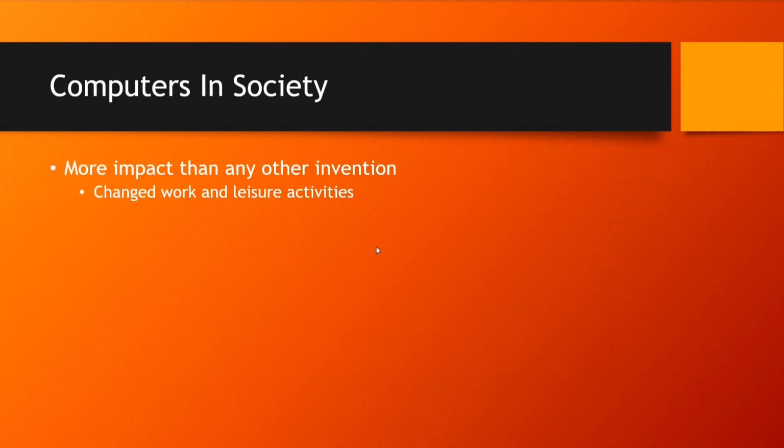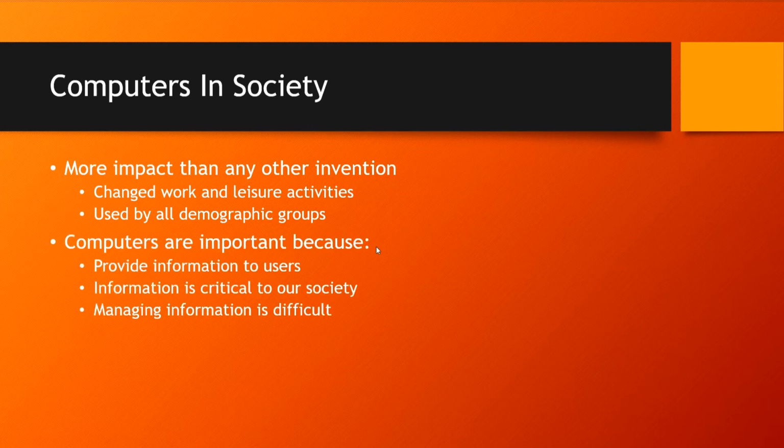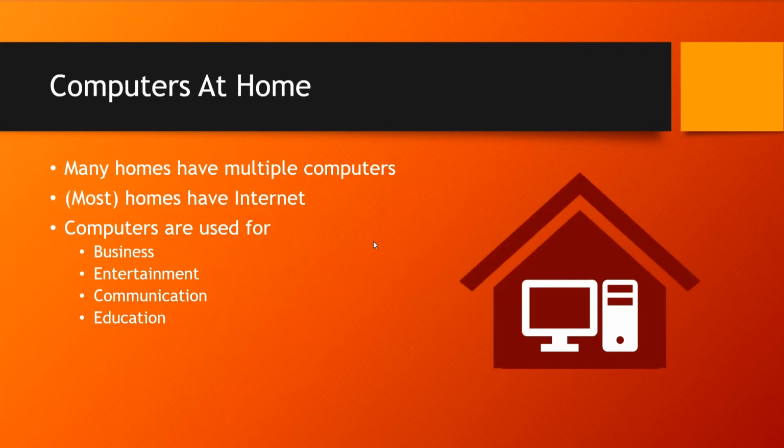Computers in society have more impact than any other invention. They have changed work and leisure activities. They are used by all demographic groups, meaning they can be used by just anyone. No? Computers are important because they provide information to users. Information is critical to our society, and managing information is difficult. Now, information is critical to our society because right now, information is even more precious than gold.